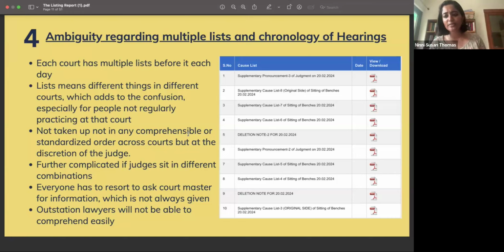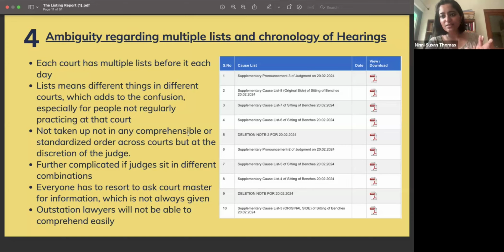The problem with the chronology really is that no one knows in what order the different lists will be taken up. It's not ever mentioned in the cause list, other than the Chhattisgarh High Court, which is the only place where we've seen this mentioned. Otherwise, the cause list or the website will not mention the order in which the different lists will be taken up. Like, let's say you have a terminal list, a supplementary list, a 1401 list, a 909 list.